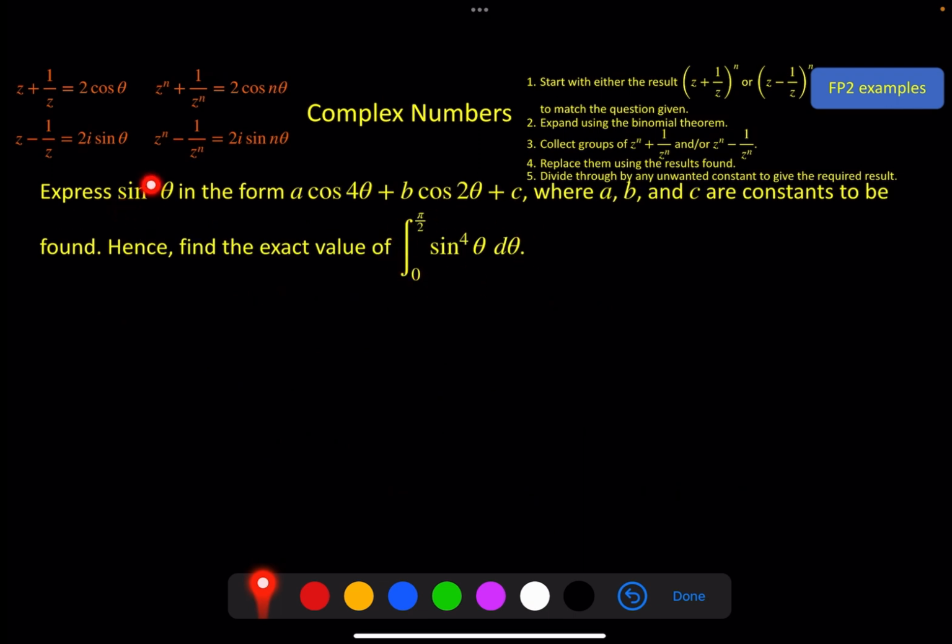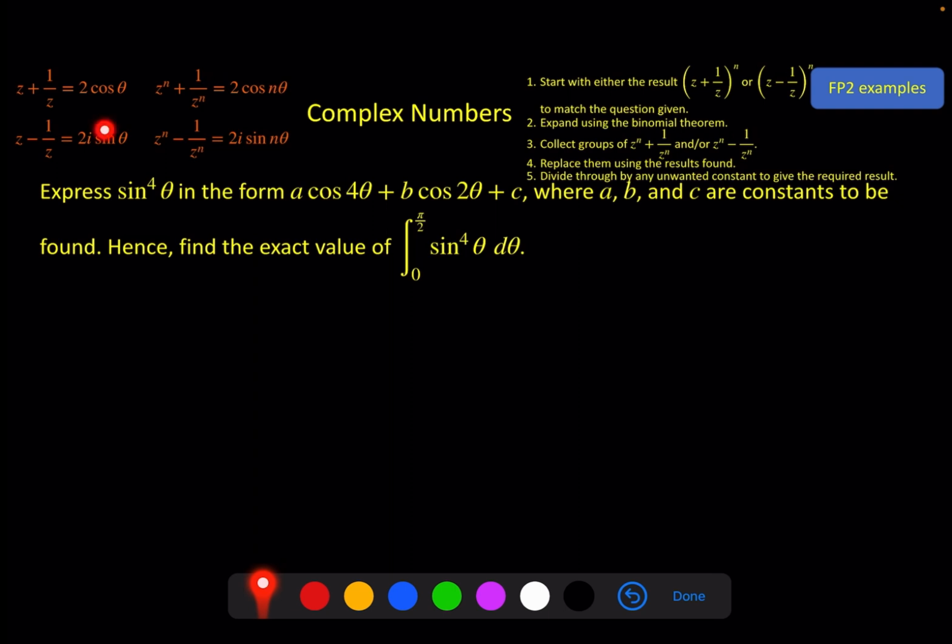So we need to express sine power 4 theta in the form of this, where a, b, and c are constants to be found, hence find the exact value of this. Now this is really quite annoying to integrate if you don't have this method, because it's not as simple as raising the power by 1 and dividing, because you know sine and cosine interact when you integrate and differentiate. So being able to change this into something like this, single powers of cosine, regardless of the fact that the arguments are now different, is really useful when you want to integrate something. But first we need to do the work to get that expression.